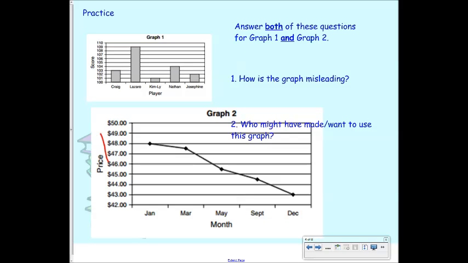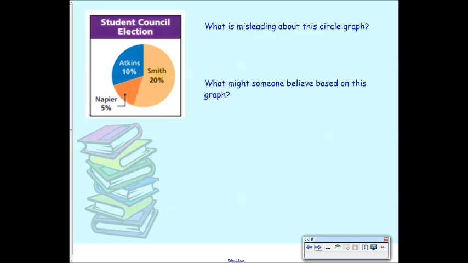Why might this graph be misleading? Because they counted by one. Again, they're counting by ones, so your scale is so small that it looks like it's falling a ton, but really in January, how much did this thing cost? 48. And in December, how much did it cost? 43. So it only went down by how many dollars? 5. But if I'm looking at this, it's like, whoa, the price of that plummeted. It's not really that accurate because it's counting by 1. So again, you might want to adjust your scale so that it looks more reflective of what's happening.